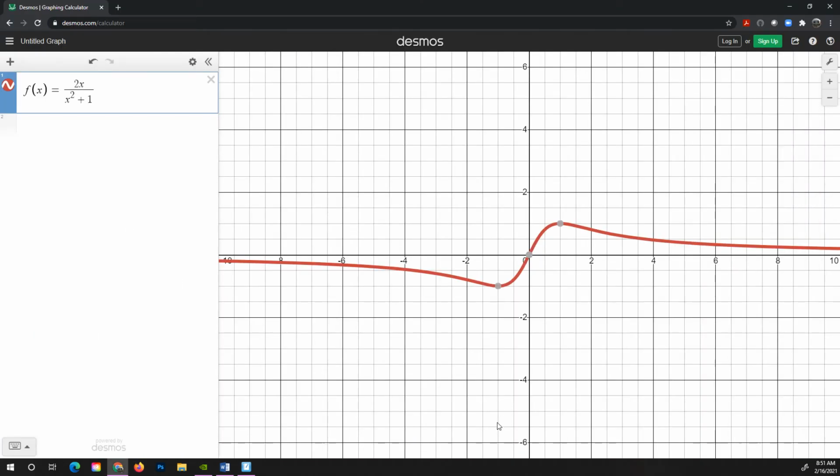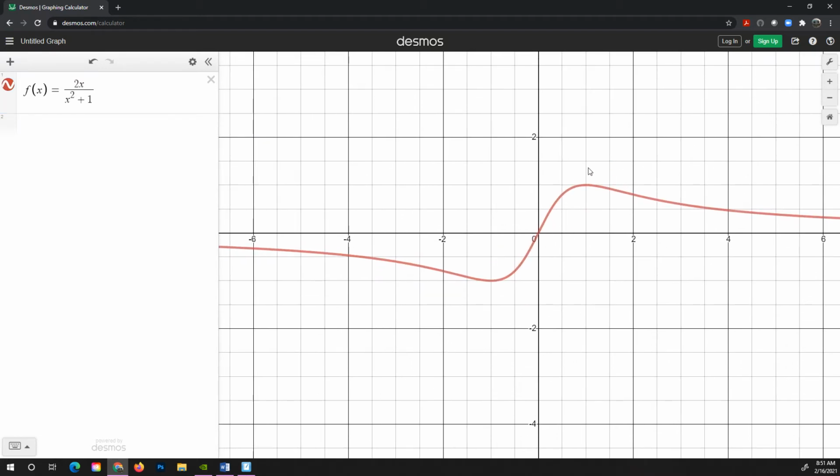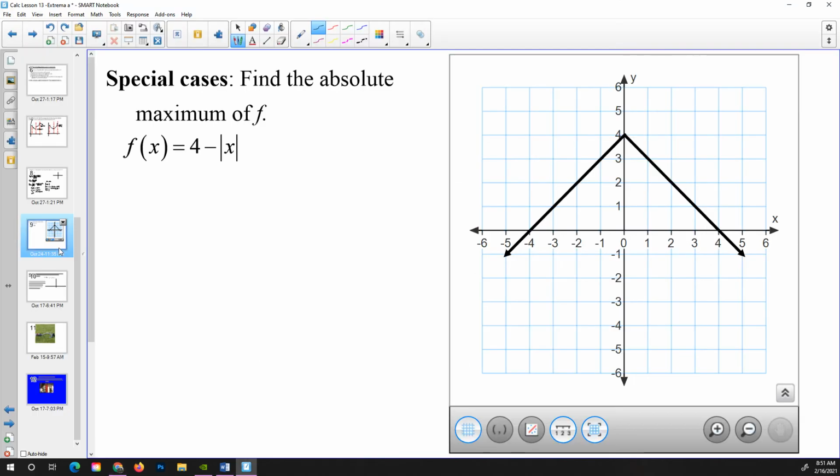All right, and here we see, remember this is a closed interval, so we wouldn't be looking at anything that is less than -2 or bigger than +2. And we can clearly see that the endpoints would not be global maximums or minimums, or even relative maximums or minimums. And we can see that 1, 1, and -1, -1. Let's just zoom in here. 1, 1, and -1, -1 are our extrema.